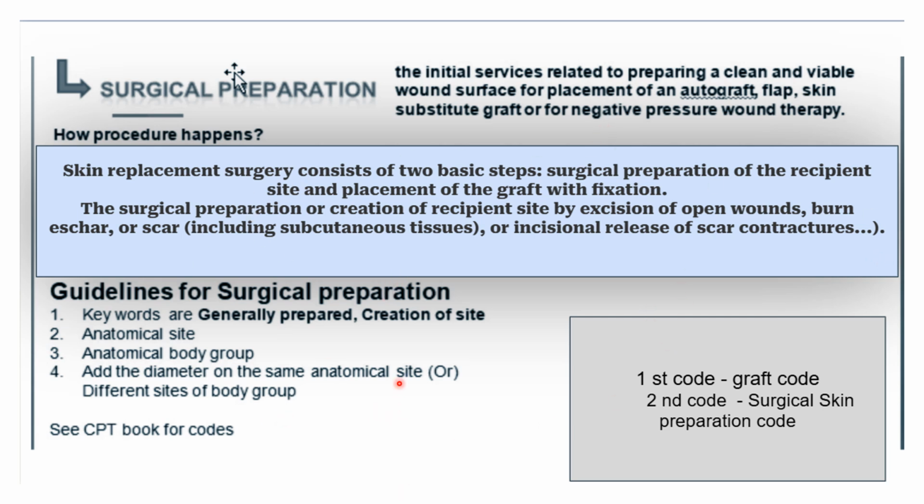Now what are the guidelines for the surgical preparation? First of all, the keyword they will use is either generally prepared or creation of the site. And as far as the guidelines are concerned, we can add the diameter of the surgical preparation area, and in that case the diameter you can add if they are on the same anatomical site or different site of the same body group. So the body groups are important, and when the skin preparation is carried out, and after that if you put the graft, we will always put the graft code first followed by the skin preparation code.